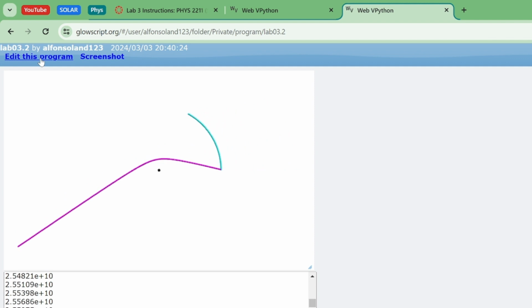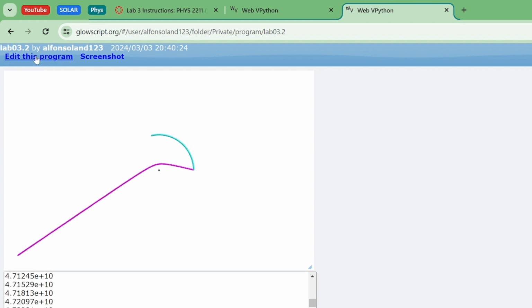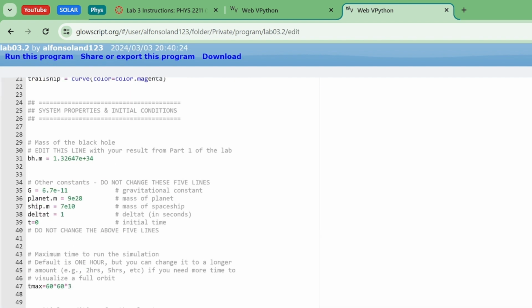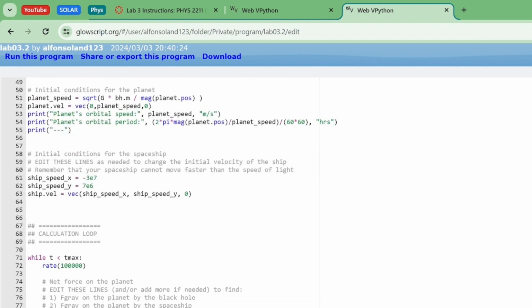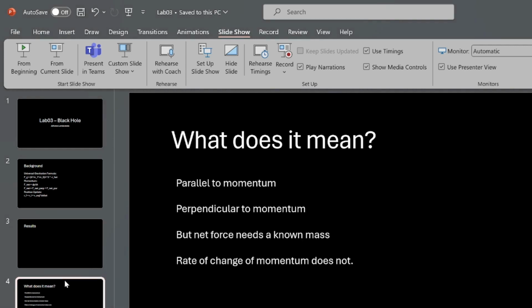For this to happen, we need to use those components that we do know to find an initial velocity for the spaceship, before its engines explode, for it to escape the black hole once it launches off the planet. That was just me guessing and checking the entire time until I got those two things. Now that I've discussed the results, we can look at what it means.